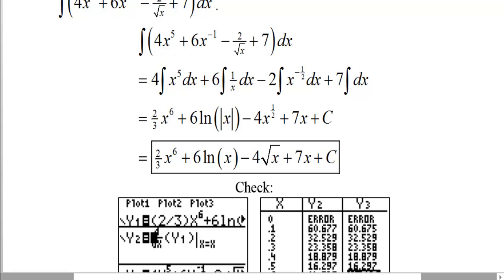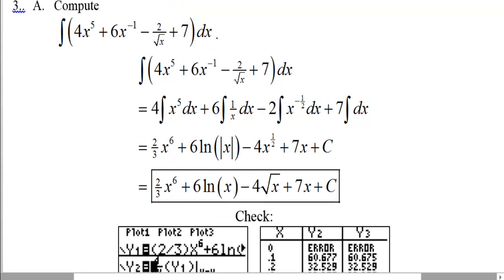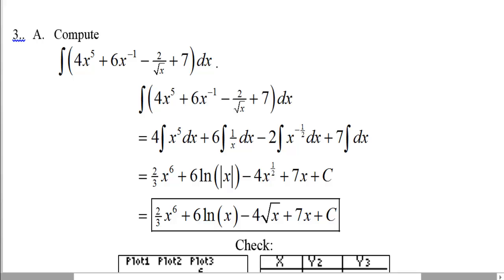All right, in the next one, we can compute this antiderivative. So it's asking for a family of antiderivatives here. And I want to think of this as an antiderivative. The sum is the sum of the antiderivatives. So 4x to the 5th, that's 4 times the antiderivative of x to the 5th. X to the negative 1 is 1 over x, so that's just 6 times the antiderivative of 1 over x dx.